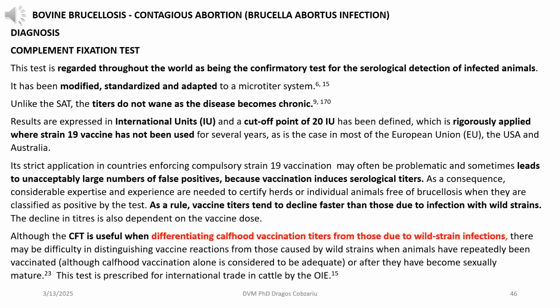As a rule, vaccine titers tend to decline faster than those due to infection with wild strains. The decline in titers is also dependent on the vaccine dose. Although the CFT is useful when differentiating calfhood vaccination titers from those due to wild strain infections, there may be difficulty in distinguishing vaccine reactions from those caused by wild strains when animals have repeatedly been vaccinated, although calfhood vaccination alone is considered to be adequate, or after they have become sexually mature. This test is prescribed for international trade in cattle.